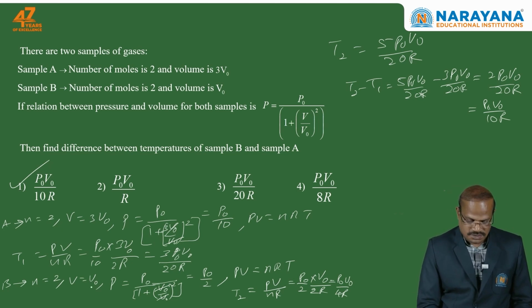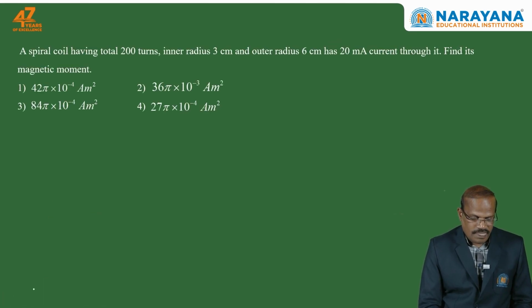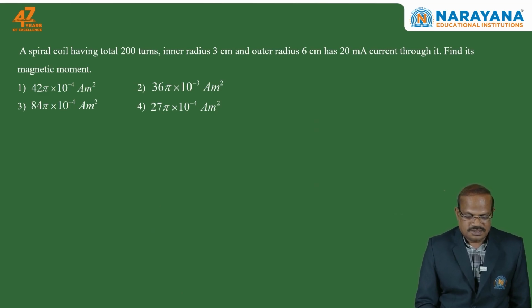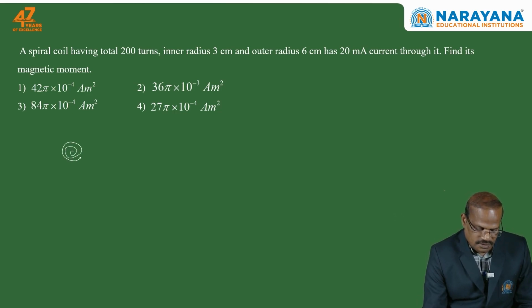So next let us move to the next question. A spiral coil having total 200 turns, inner radius 3 centimeter and outer radius 6 centimeter, has 20 milliampere current through it. Find its magnetic moment.